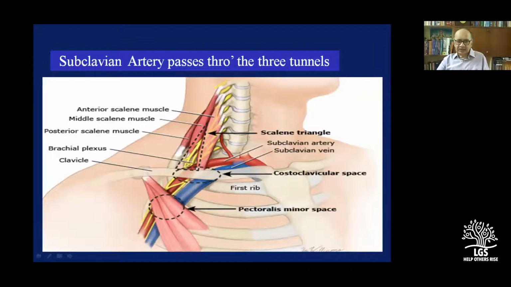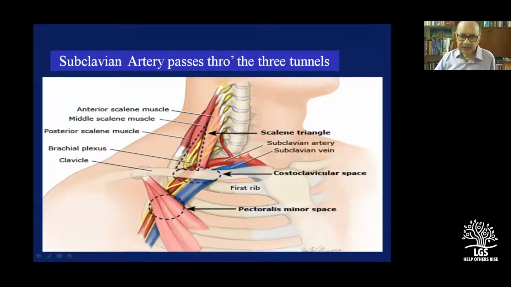One is the scalene triangle: anteriorly scalenus anterior, posteriorly scalenus medius and posterior, and the first rib below. Any extra ribs, like cervical ribs, can be accommodated in the first triangle. The second is the costoclavicular space, where you have the first rib and the vein joins there.